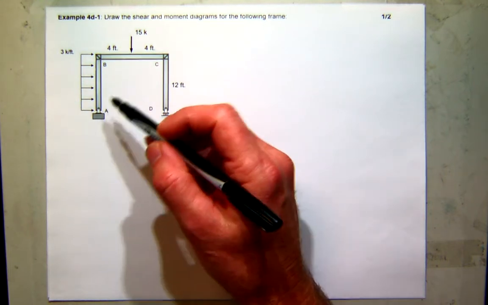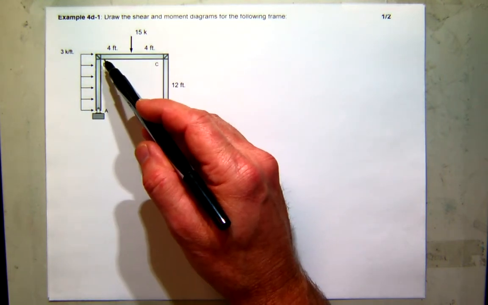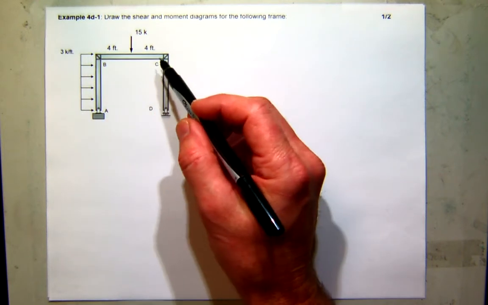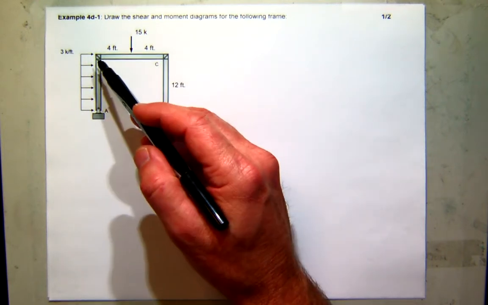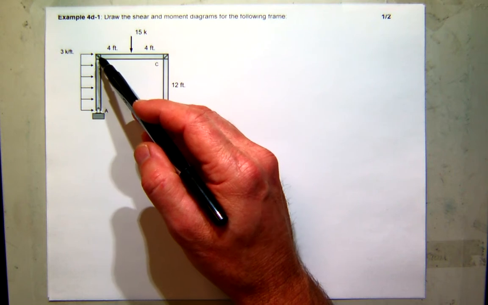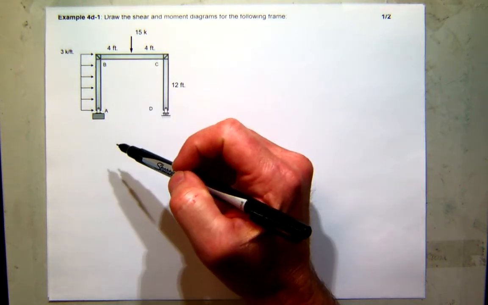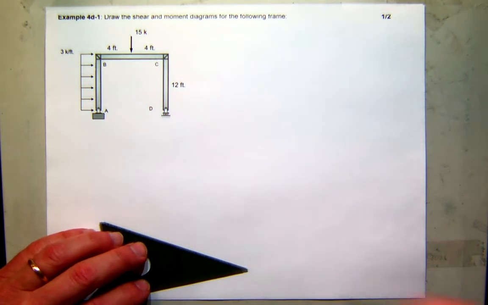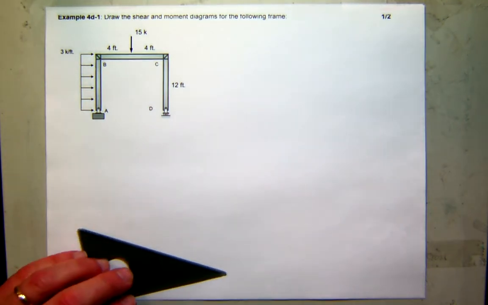Then we'll have to take it apart here at B and C, and as you can see from the drawing, both of those sections are fixed. So we'll be looking for a horizontal, a vertical, and a moment for all of those. So let's start first with a free body diagram of the whole structure.